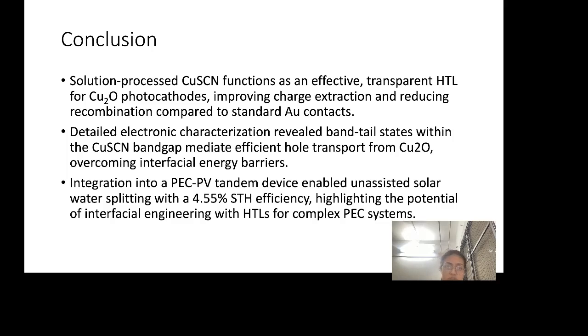In conclusion, the paper shows how copper thiocyanate can function as a very effective, transparent hole transport layer for cuprous oxide photocathodes and can improve charge extraction and reduce recombination compared to standard gold contacts. It shows how detailed electronic characterization reveals band-tail states within the copper thiocyanate band gap, which can help mediate efficient hole transport from cuprous oxide, overcoming interfacial energy barriers. It then shows how a PEC-PV tandem device can enable unassisted solar water splitting with a 4.55% solar-to-hydrogen efficiency, highlighting the potential of interfacial engineering with hole transport layers for complex PEC systems.